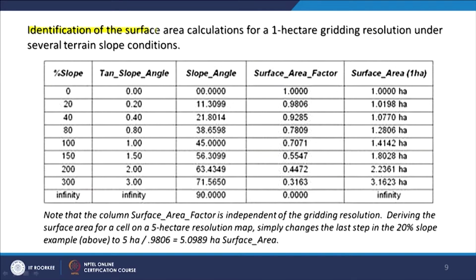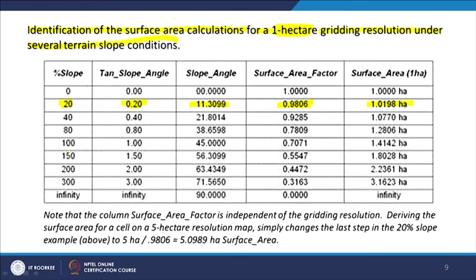So, this is the identification of surface area calculation for 1 hectare gridding resolution under several terrain slope conditions. When you have a slope of, say, 20%, the example here is in percent instead of degrees, and theta, the slope angle, is 11.399 degrees, and the surface factor is 0.98, and this surface area is about 1 hectare.